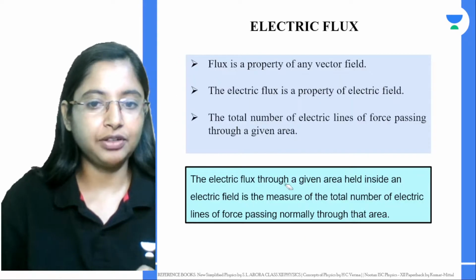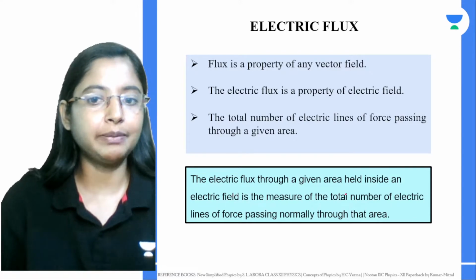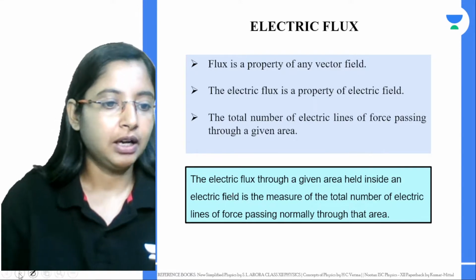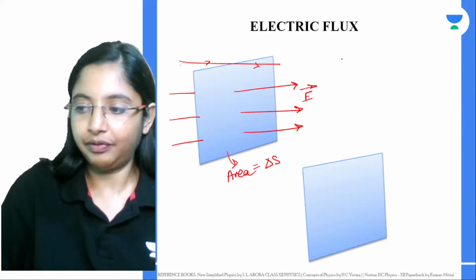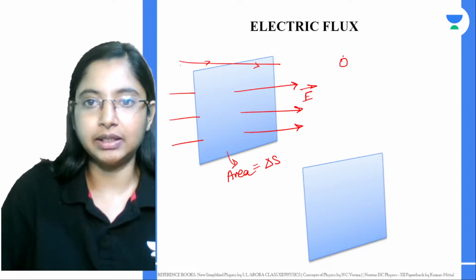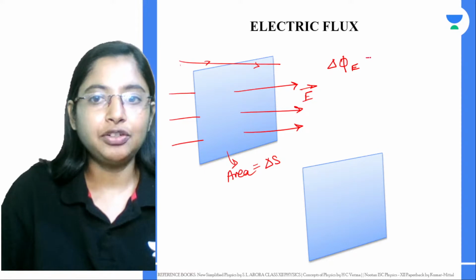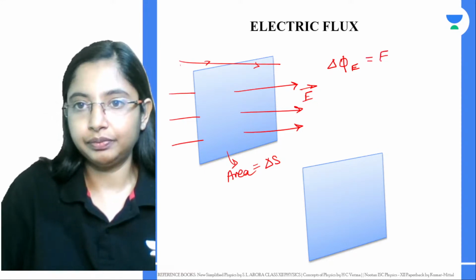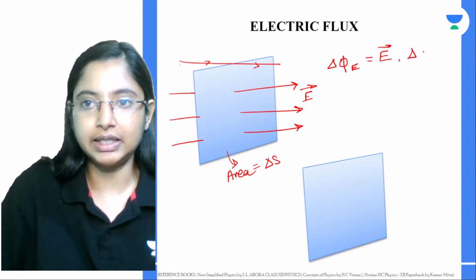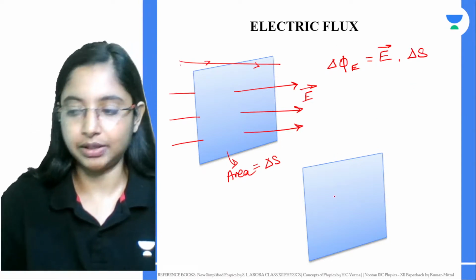The electric flux through a given area held inside an electric field is a measure of the total number of electric lines passing normally through that area. So electric flux, we always give by the quantity delta phi. Through this particular area, the electric field line that is passing through would be basically E into delta S. The surface is delta S. For a given surface, how many field lines are flowing? That will be your electric flux.